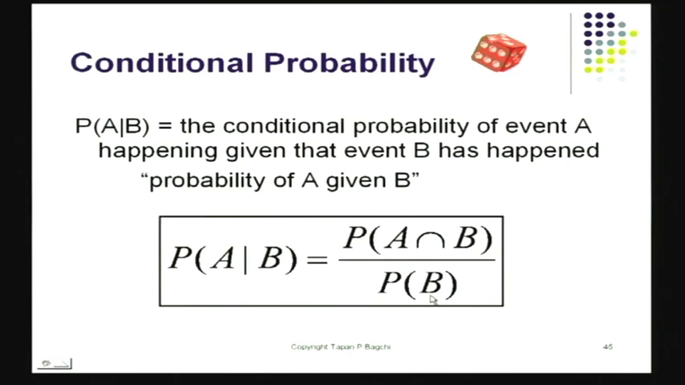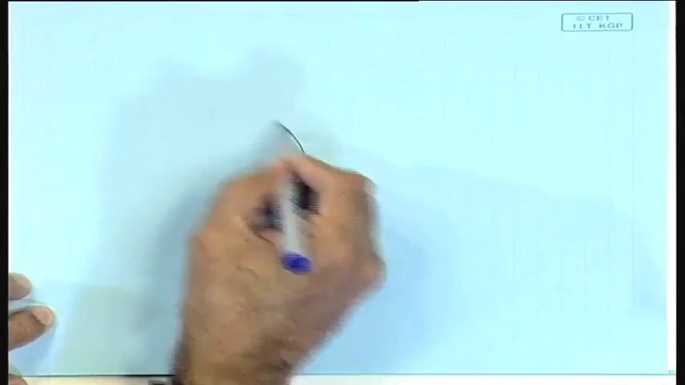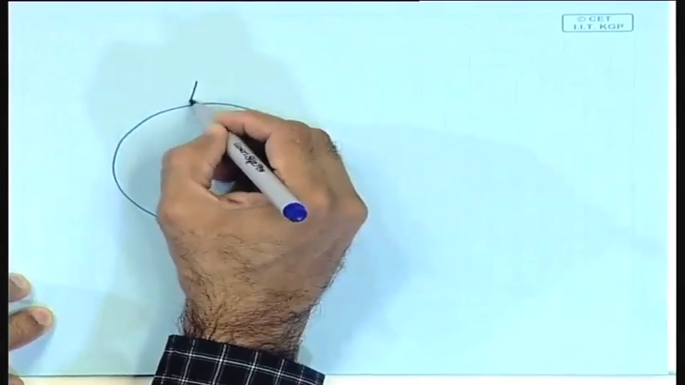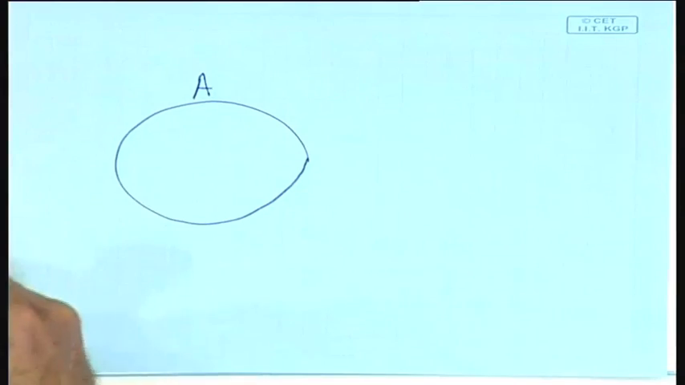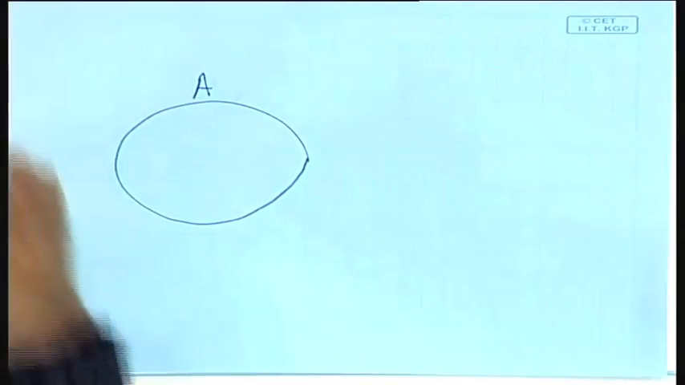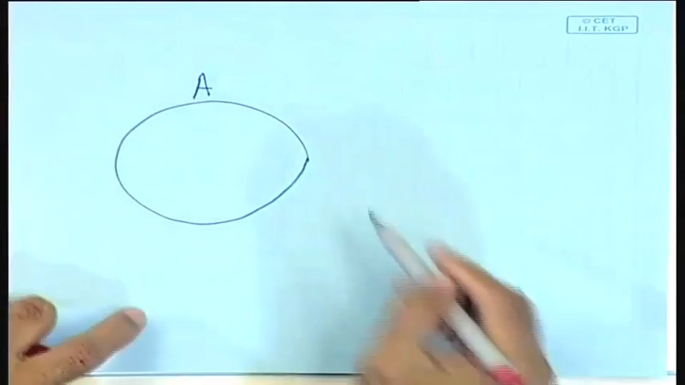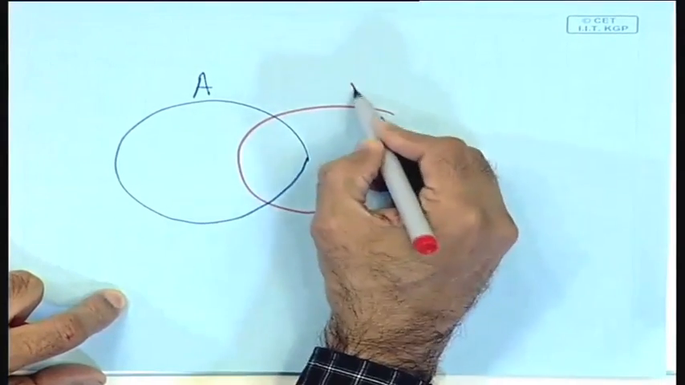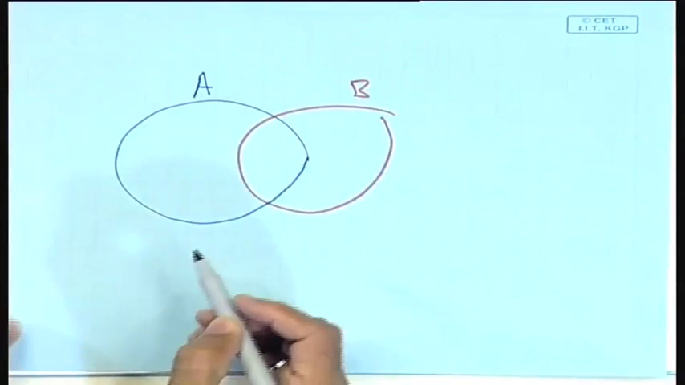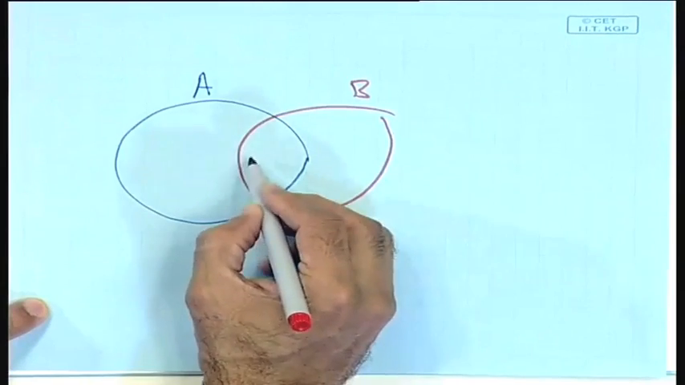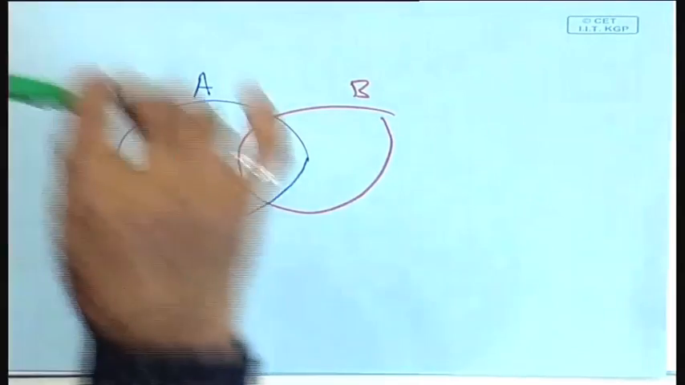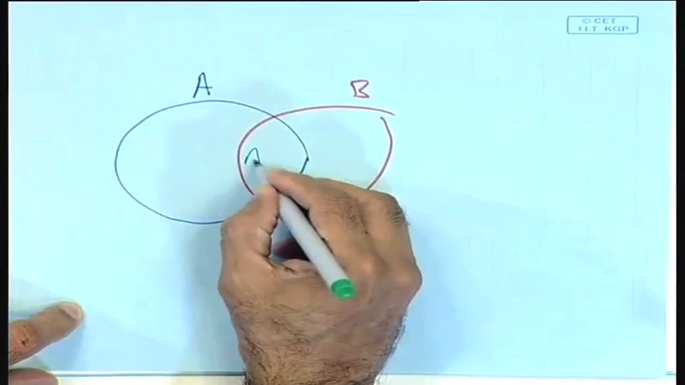And let me give you a pictorial idea of how this is done. How did I end up with this formula? I have the set A, or the event A, and I have what we call the set B, which is the other event. I'm going to give it a different color. This is set B. A intersection B is going to be this part. A intersection B.